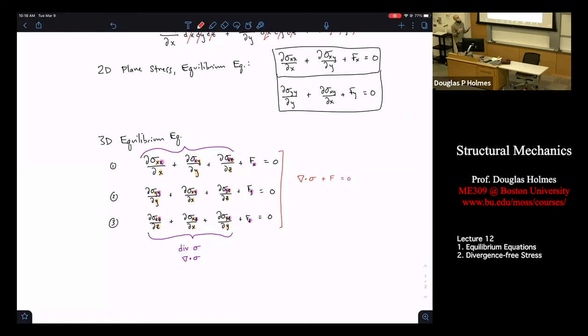Now you might see this written a couple of different ways. You might see this written with lines over the objects to indicate that one's a vector and one's a tensor. So you might see something like this is a vector and this is a tensor.